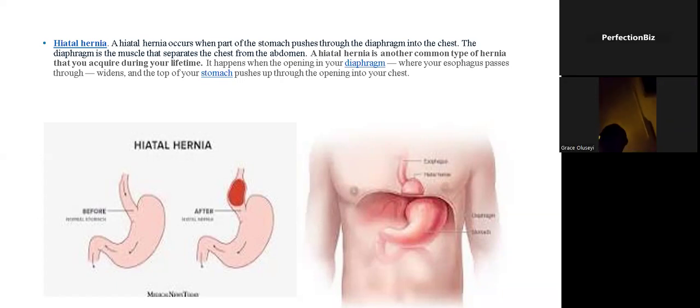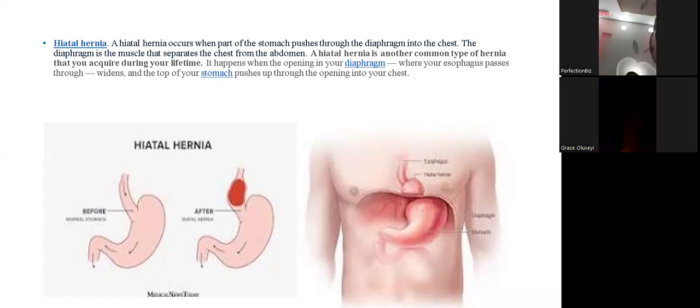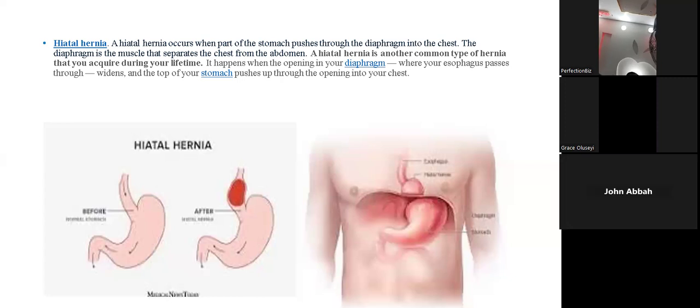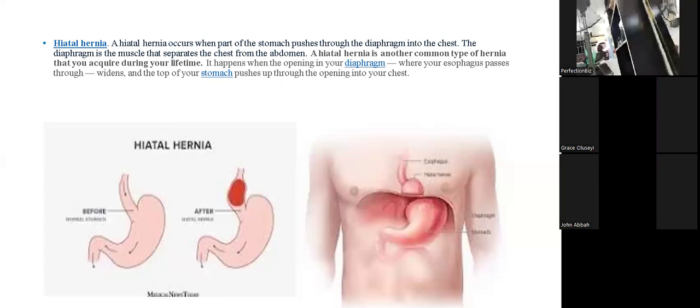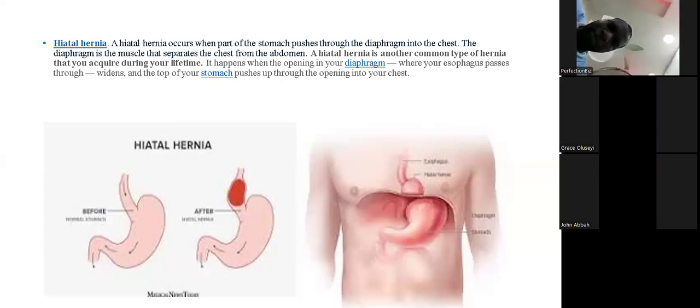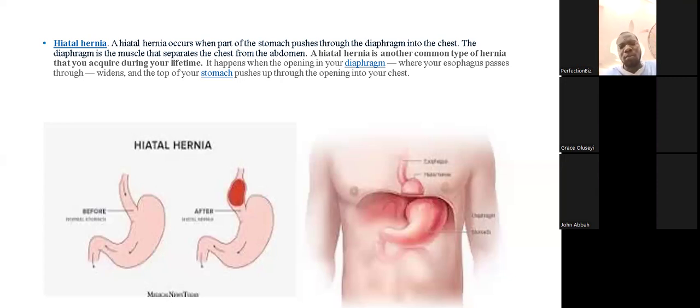So this is the third one, hiatal hernia, when part of your stomach pushes through the diaphragm. You have the diaphragm separating the upper chest region from the abdominal cavity, from the abdominal region. So when you now have your stomach pushing through the diaphragm, if you look at the diagram in front of you, you are going to see exactly how a normal stomach looks like, and a stomach with hiatal hernia.